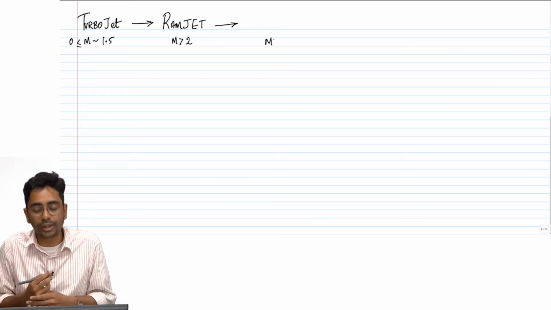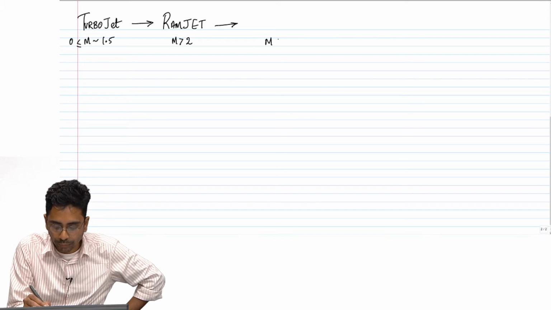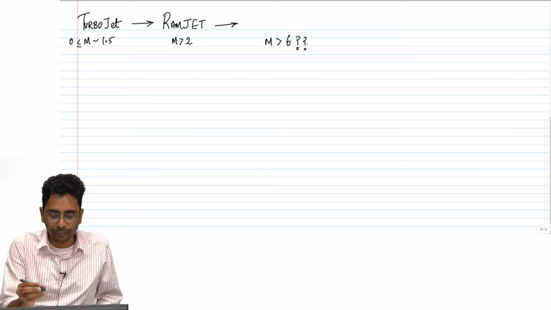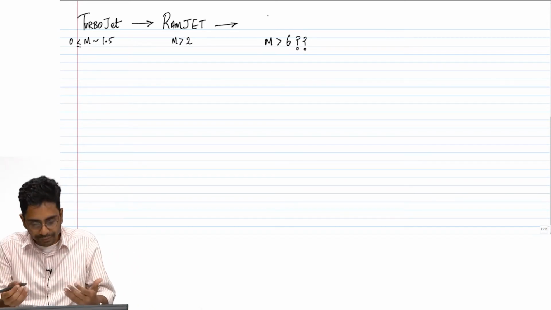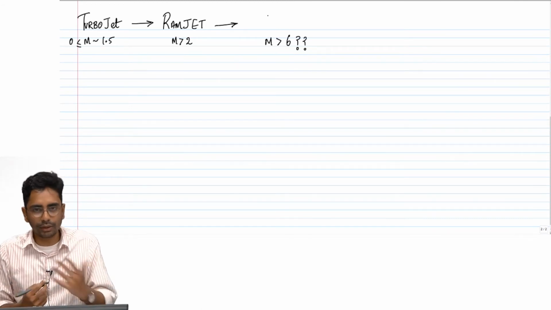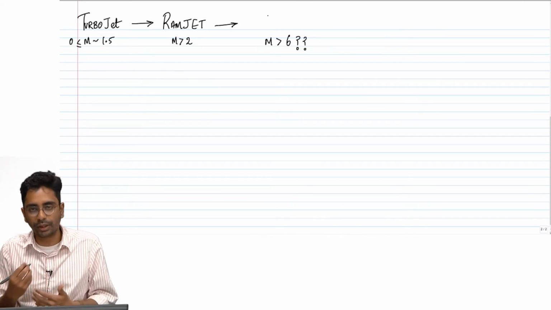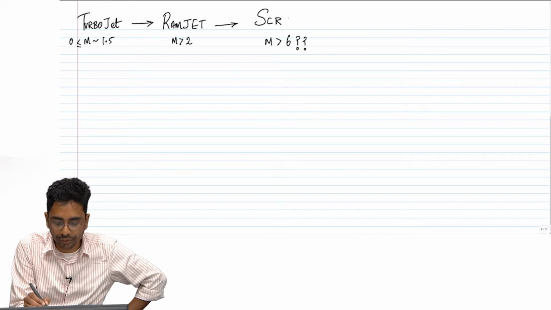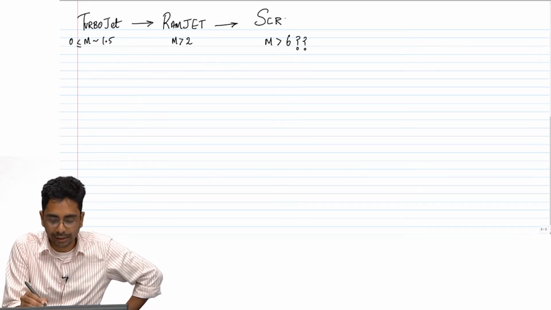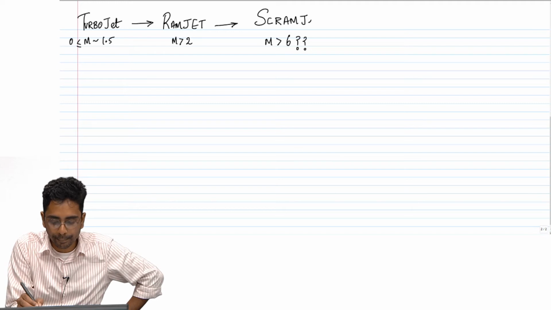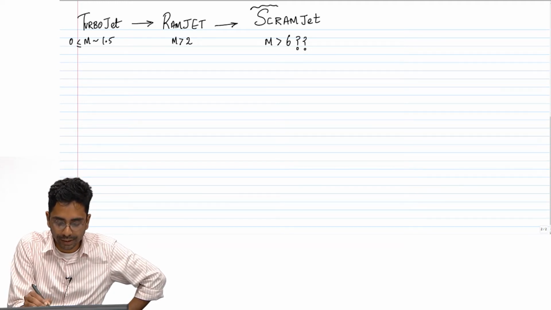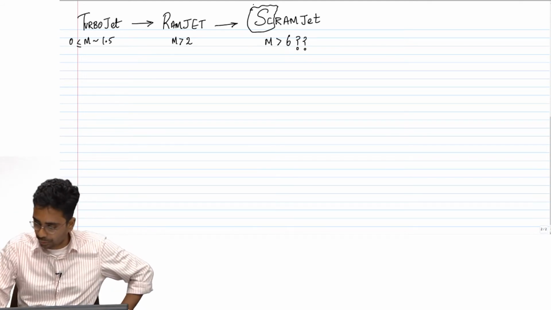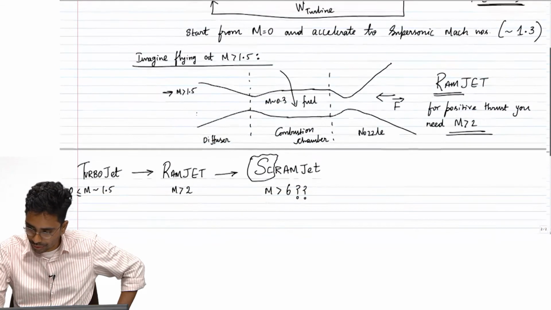Beyond Mach 6 with a ramjet? There is a catch. What about going to greater than Mach 6 with a ramjet? As it turns out, we will see the reason why it is not possible: with a ramjet kind of an arrangement, you cannot go to Mach greater than 6. You need what is called a supersonic combustion ramjet, or a SCRAMJET. The SC stands for supersonic combustion. So we will go back to our previous page.